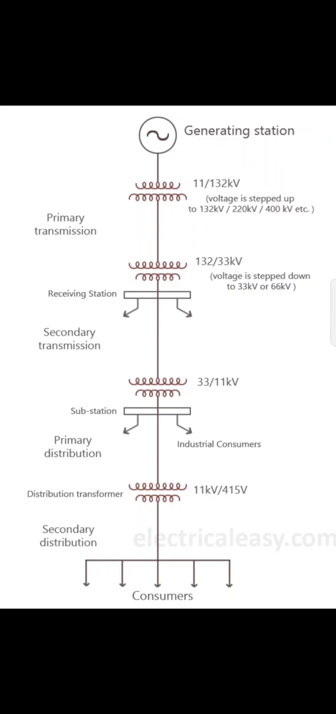And next the 132 kV is stepped down to 33 kV using the step down transformer in the receiving station and it is sent to the substation. This stage of transmission is known as secondary transmission. Then this 33 kV is further stepped down to 11 kV and it is given to the large consumers like industrial consumers. This stage is known as primary distribution. Then finally this 11 kV is sent to the distribution transformer, where this 11 kV is stepped down to 415 volt for 3-phase consumers, 230 volt for single phase consumers.